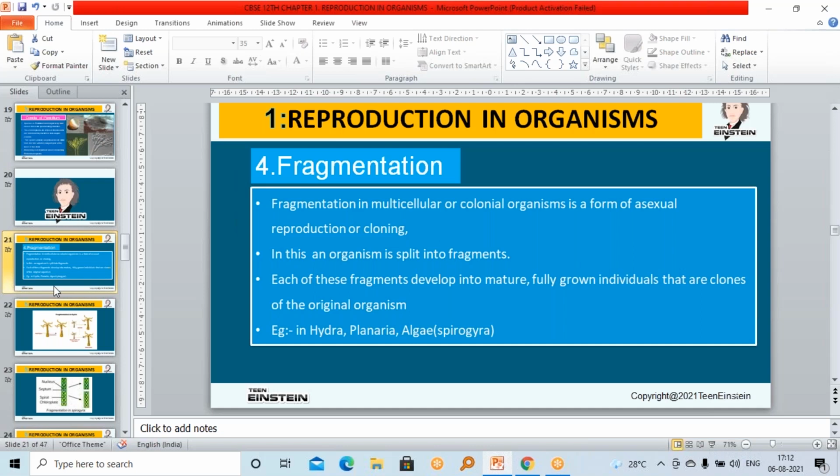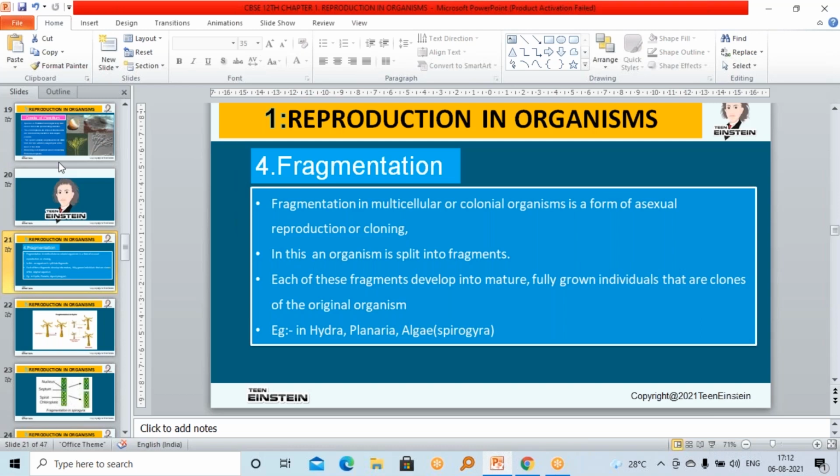So what is budding? A new organism is developed from the parental body. It will form as a bud or bud-like outgrowth. After maturity, it will get detached from the parental body and grow as a separate individual.